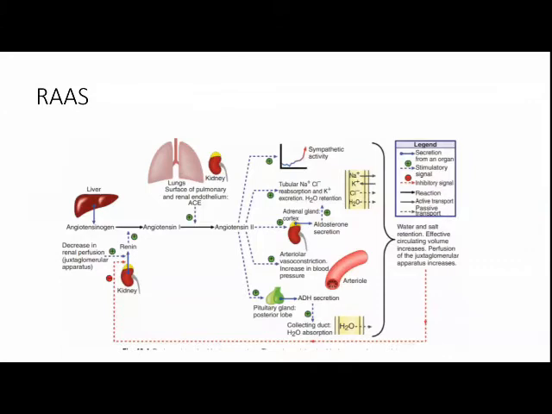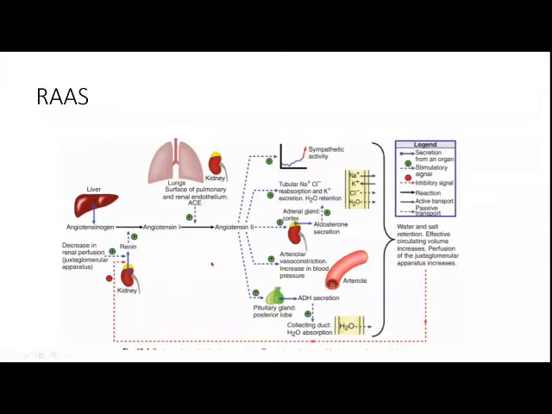When kidney perfusion is decreased because of hypovolemia or blood loss, there is a decrease in renal perfusion, which activates the juxtaglomerular apparatus, and renin is released. The liver has already produced angiotensinogen, which renin converts to angiotensin 1. This is further converted to angiotensin 2 by angiotensin-converting enzyme, which is secreted by the lungs and pulmonary endothelium.